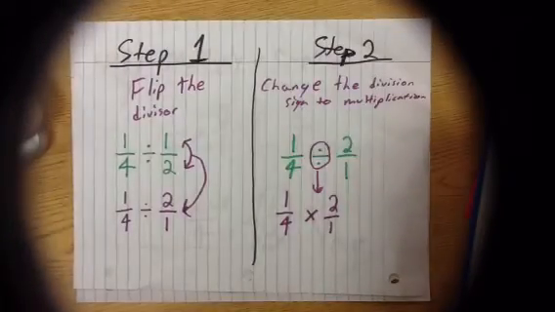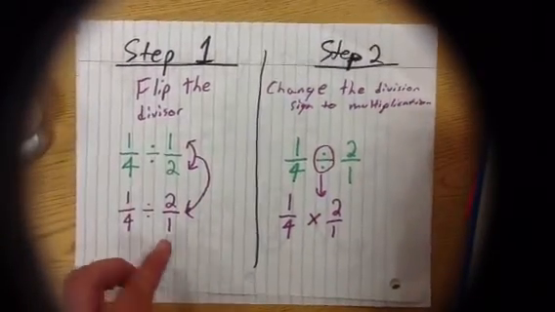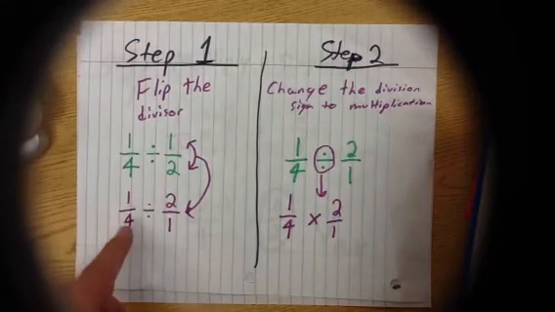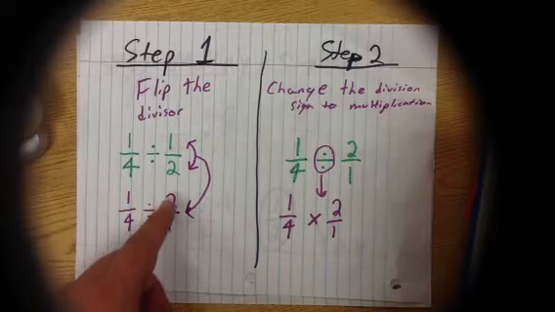Let's look at this step by step. Step 1. You have your problem, 1/4 divided by 1/2. Flip the divisor. So 1/4 is now divided by 2/1.